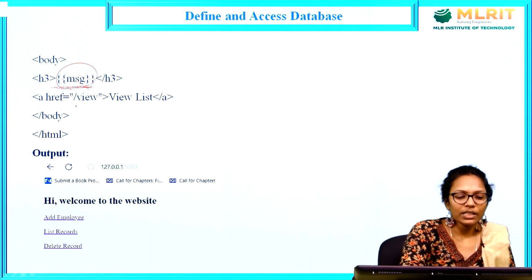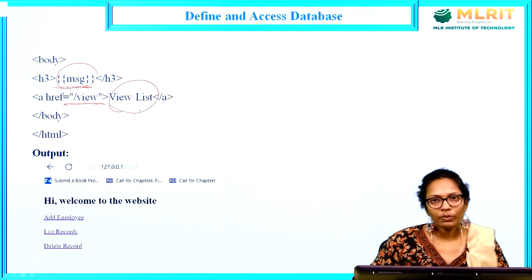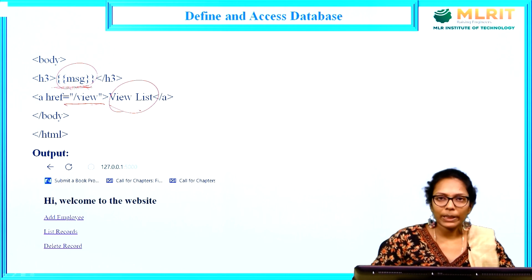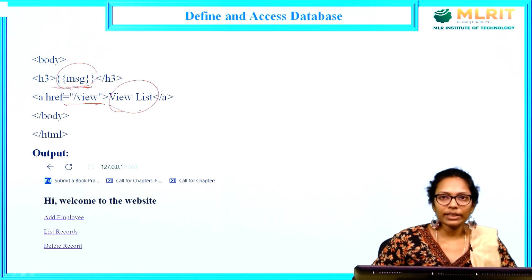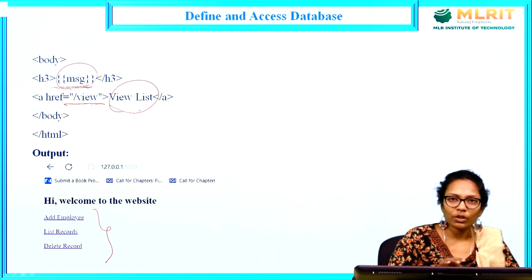Now I want to see the remaining list. In that case, it will give a hyperlink here, view list. If you click on this view list, it will list out all the remaining rows of data. So we have multiple programs here, but the program is clear. Initially we are getting these 3 things: add employees, list records, delete records.